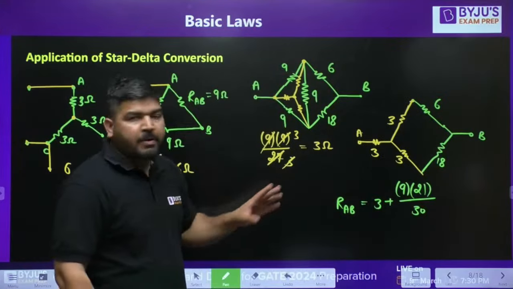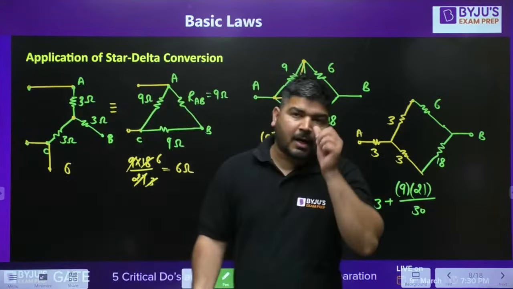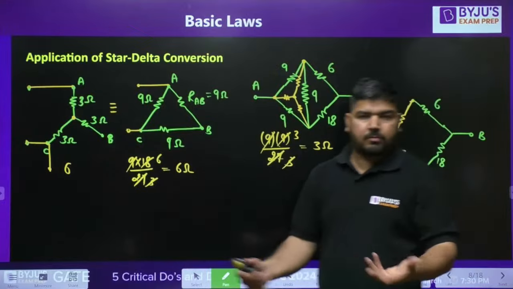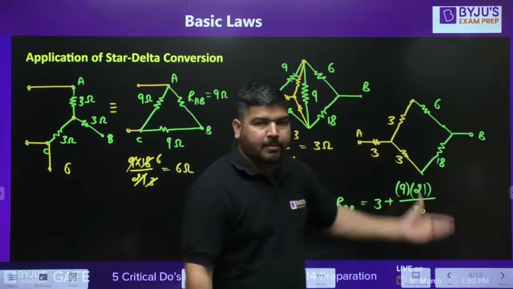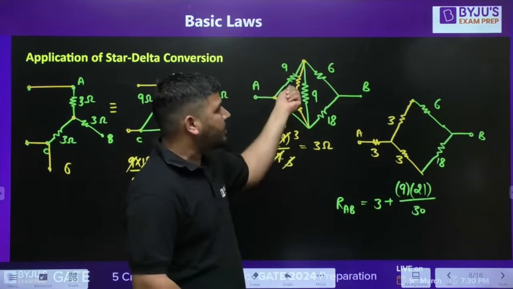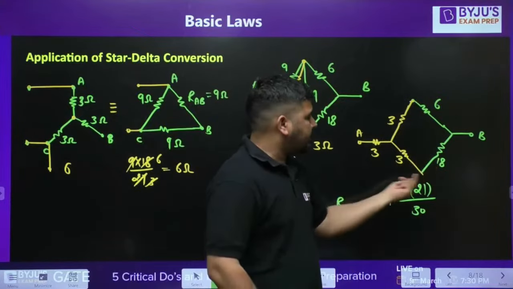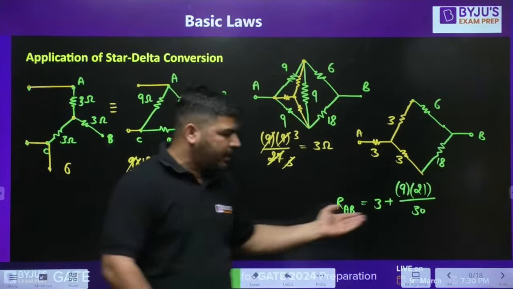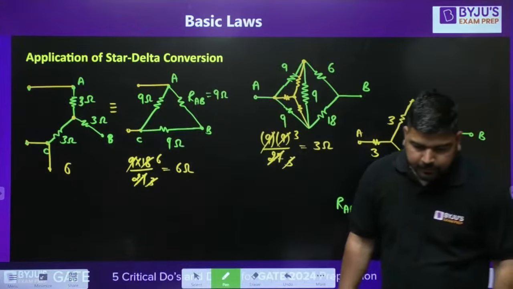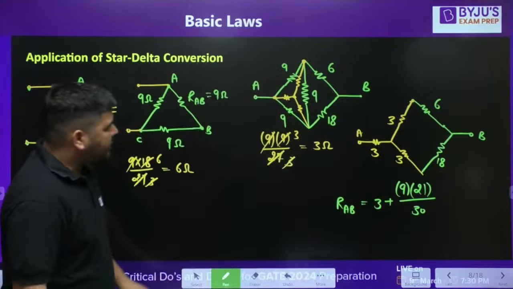To simplify the circuit, you can apply star to delta conversion either 2 times or 3 times, or there is no requirement for the next time. No, only one time delta to star conversion is required. Once you apply this, the circuit will become very simple and you can easily calculate RAB. Okay. Let's come to the next question.